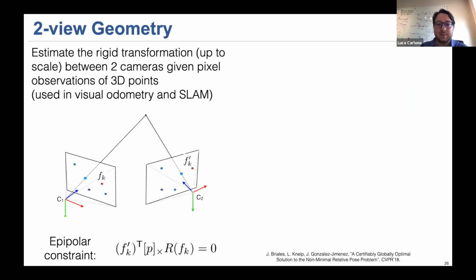This one is another example from Briales, CVPR 2018. It is about two-view geometry, which is about estimating the motion of the camera between two timestamps. So the camera is observing a bunch of points projected on the camera itself. And the problem, don't pay too much attention to the math, but the problem is about using these pixel measurements to figure out the position and rotation of the robot up to scale.